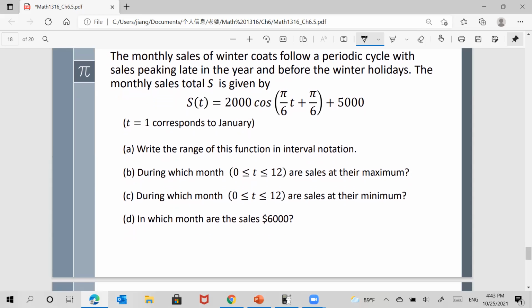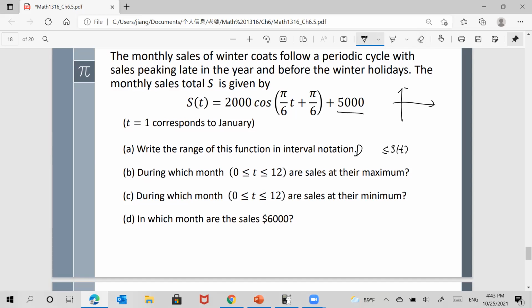So first, write the range of the function in interval notation. We have learned the range. We can write it down like y, but here it is S of t. So I can use S of t is greater than or equal to the d. This is d.